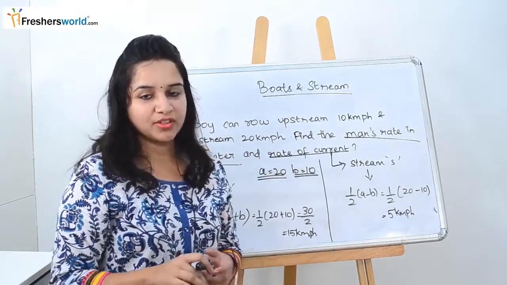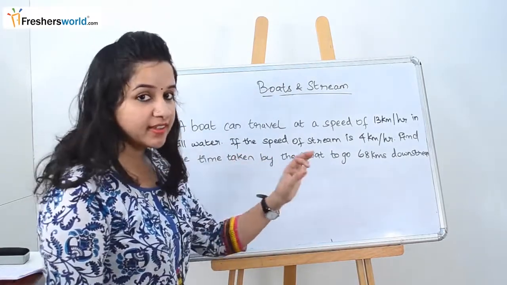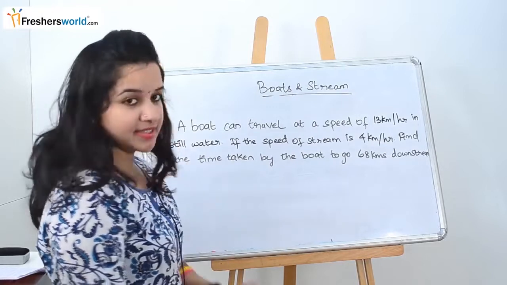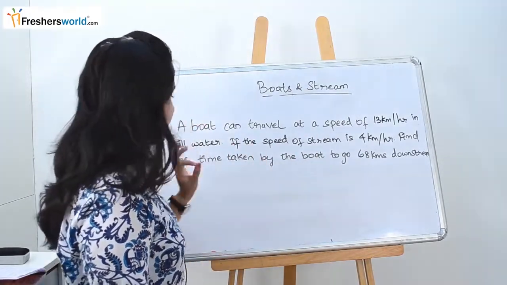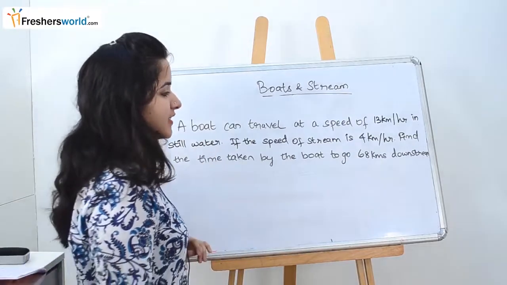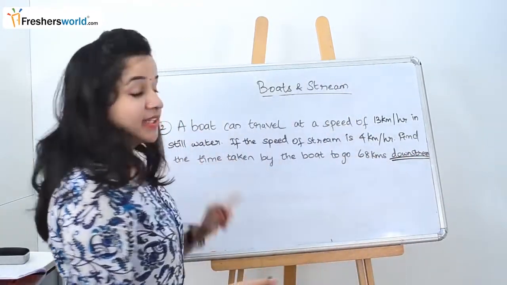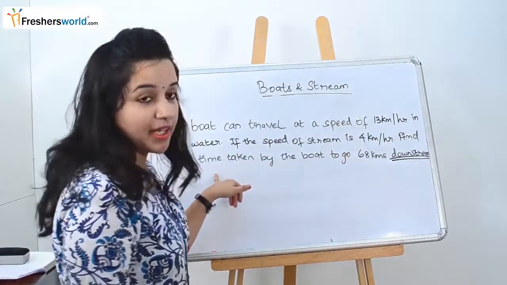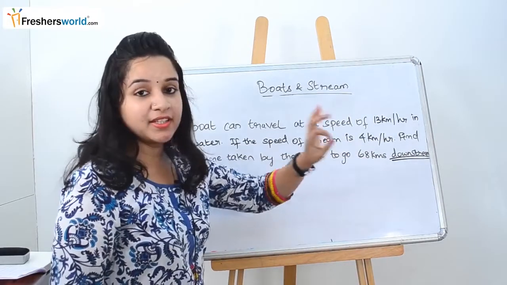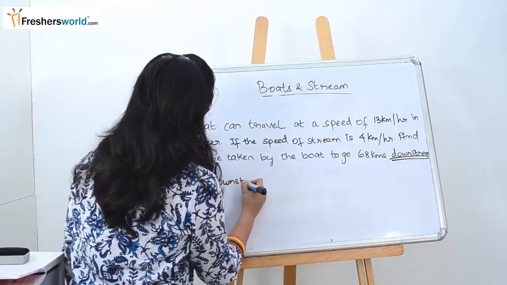Let's solve another question. The second question is: a boat can travel at a speed of 13 kilometers per hour in still water. If the speed of the stream is 4 kilometers per hour, find the time taken by the boat to go 68 kilometers downstream. To find the time taken, they have given the distance, we should find the time taken. So first we need to find the speed here. Downstream speed.